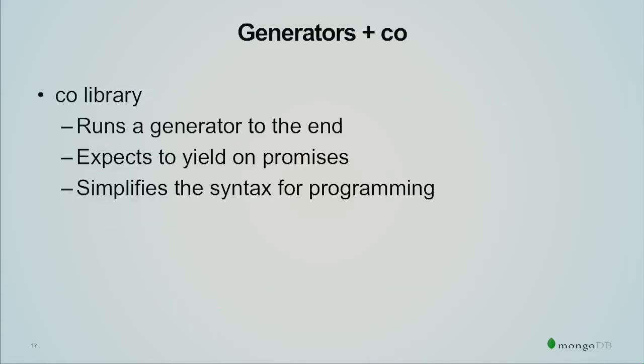One of the most useful libraries that I'd like you to look at, if you have the opportunity, is a module called co. So co is a small module that takes and runs a generator to the end. And it expects to yield on promises. So here we have basically a generator where each function that you're operating on is returning a promise. And it will just run the generator all the way to the end, and it will basically simplify the way you structure your code.